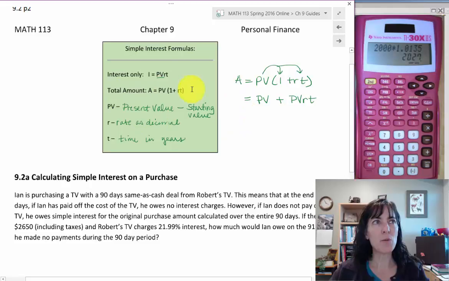So that's the second formula. The first formula, again, is just going to give you the interest. Sometimes that's all you need to know. Sometimes you need to know the ending amount, the total amount in the account, and the second formula will give you that directly.